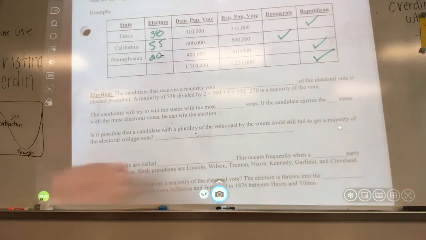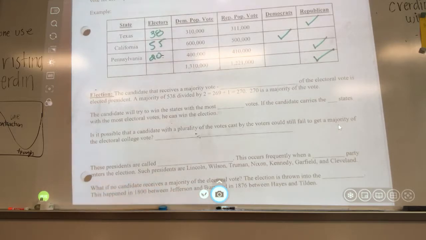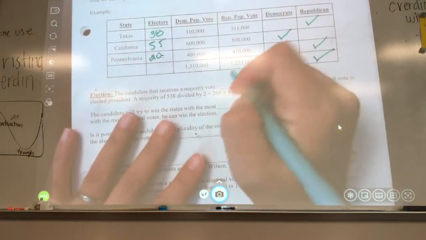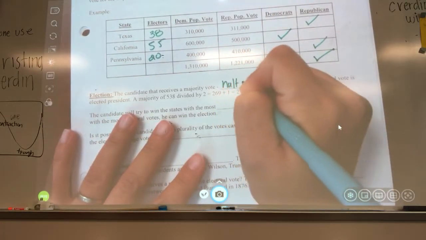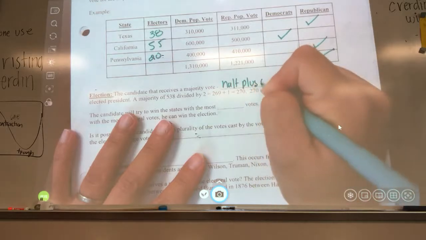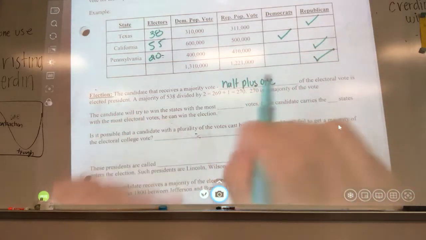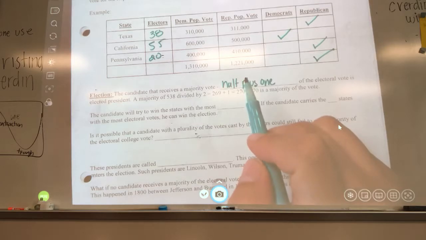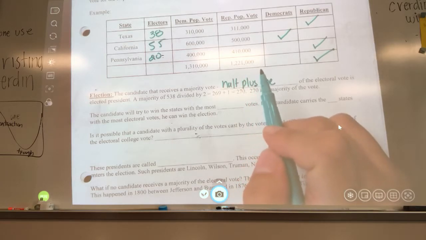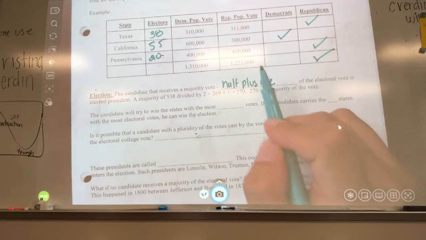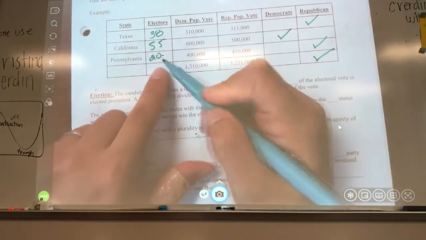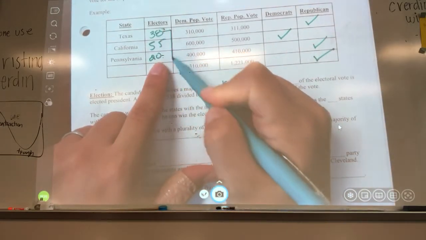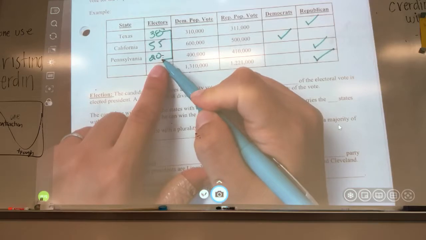Okay. So, the candidate that receives the majority of the vote, what this means is half plus 1. Wait, that number for the Democratic popular vote is bigger than the Republican popular vote. That's the popular vote. I'm looking at this right here. When I total that plus that, that's 58, right?